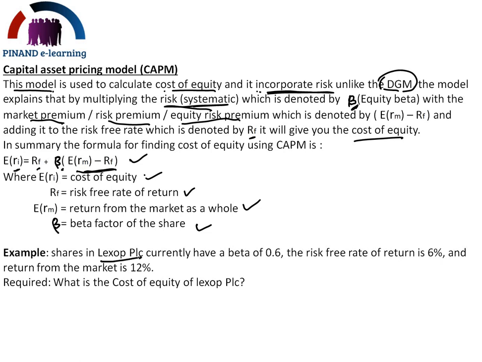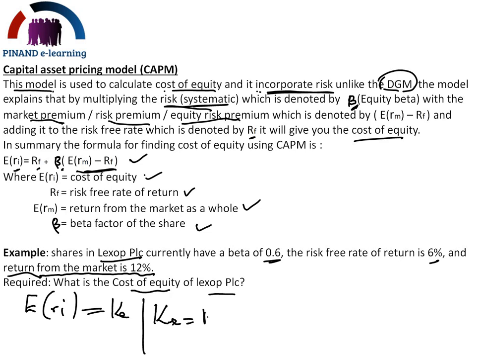Shares in Lexor PLC have a beta of 0.6, a risk-free rate Rf of 6%, and the return from the market is 12%. What is the cost of equity of Lexor PLC? Now, using our formula, I like denoting my E(Ri) as Ke, so that I just know it's cost of equity. So Ke equals Rf plus beta, bracket E(Rm) minus Rf, close bracket.